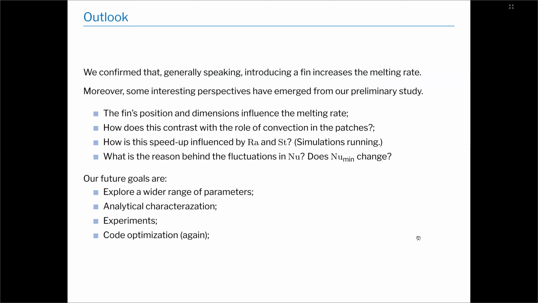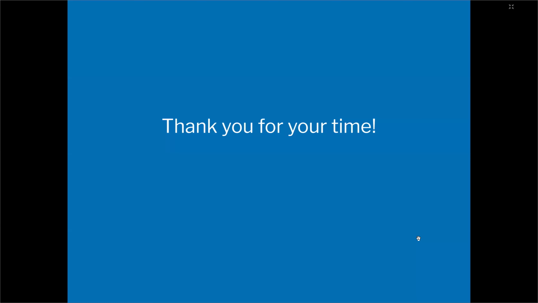We have to do this parametric study more thoroughly. Currently, we are varying the Rayleigh number and the Stefan number, and seeing if this influences the plot from before. And so we have to explore a wider range of parameters, characterize this fin configuration analytically, and again, code optimization, and maybe some experiments that we are starting to get materials for. Okay, so now I'm done. Sorry if I went for too long, and thank you for your attention.